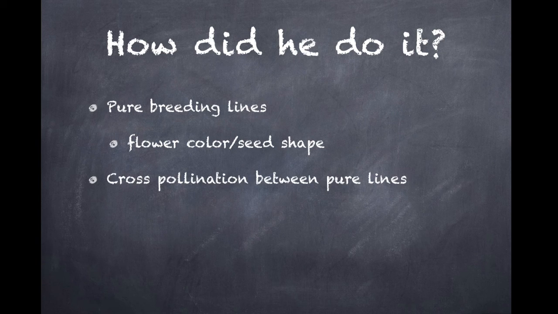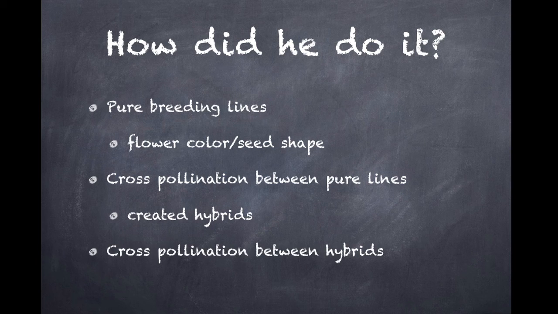Cross-pollination between the pure lines, basically what that means is that he created hybrids. He would take a pure breeding purple plant and a pure breeding white plant and cross-pollinate them and create these purple-white hybrids. And then he cross-pollinated between the hybrids to see what would happen when that occurred.